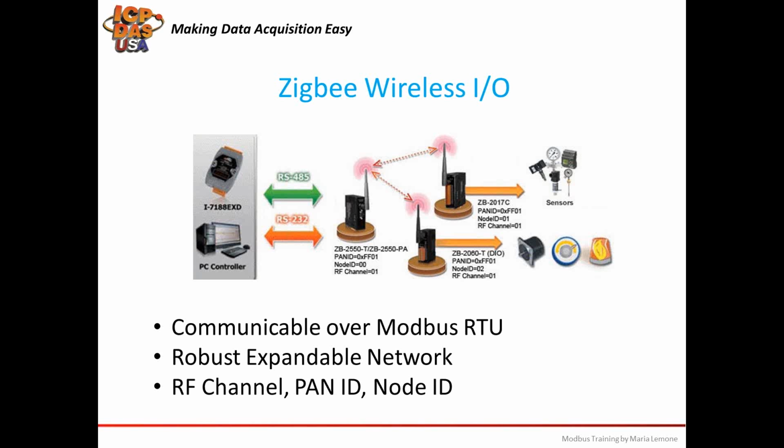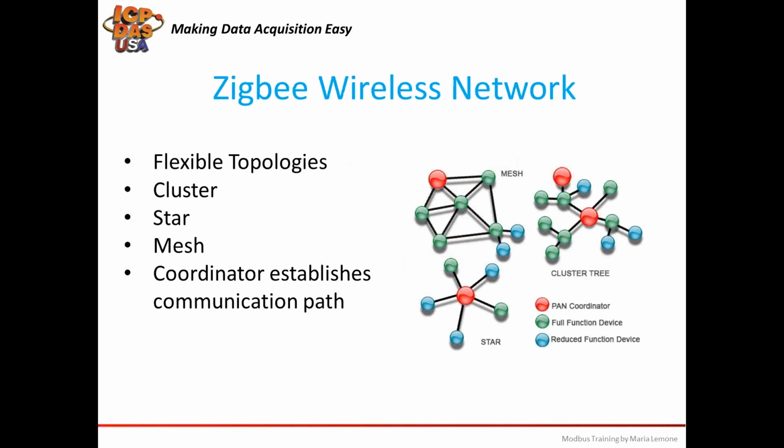They're set up with some dip switches on the side of the product so they can be in the same wireless network and have a unique address. Zigbee wireless devices are ideal for applications where wiring is inconvenient. They are used in applications like building, factory, and machine automation. Each Zigbee network has one RF channel and one PAN ID. Each node has a unique node ID.